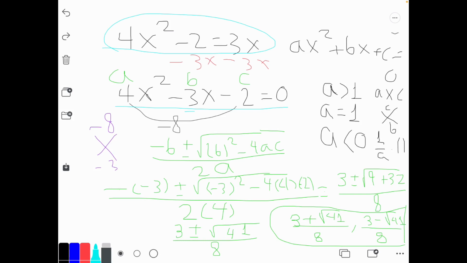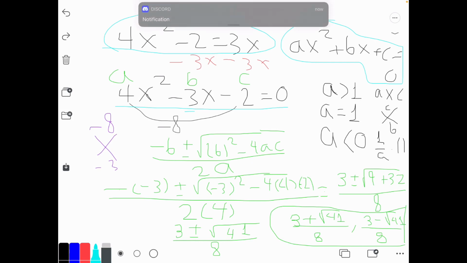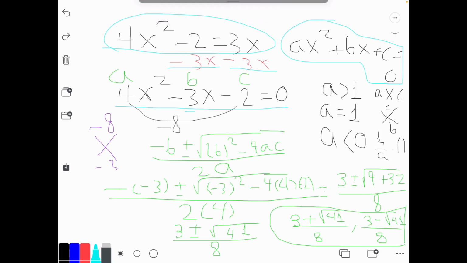You should know the formula is ax squared plus bx plus c equals 0. What we're going to do is set our equation to match what the formula has. We subtract 3x from both sides and get 4x squared minus 3x minus 2 equals 0.